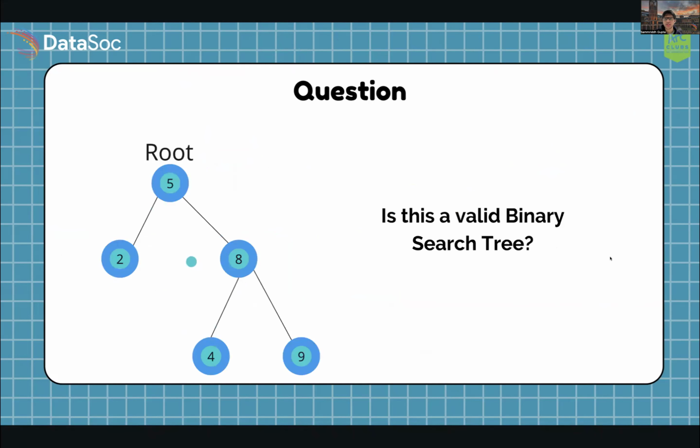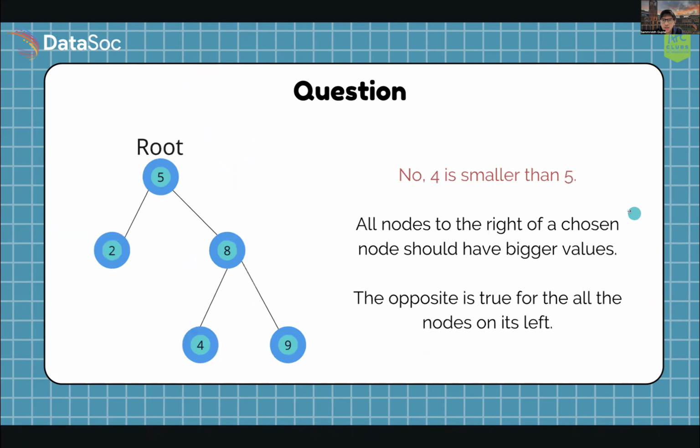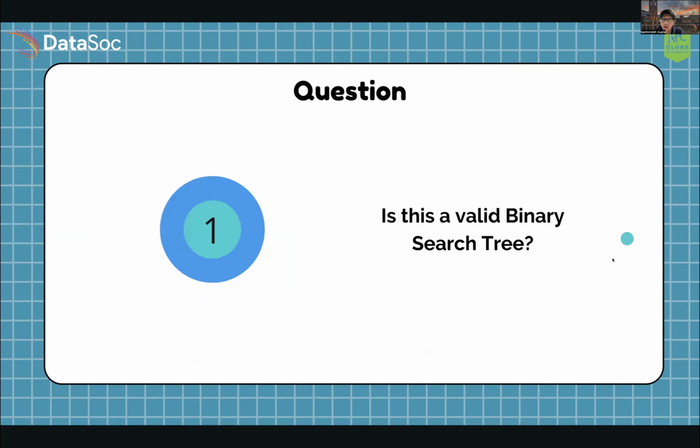So how about this one? Is this a valid binary search tree? No, yeah, I see a few more no's. Yep. So this is also not a valid binary search tree because the number 4 appears here in the right subtree of 5 and it's actually lesser than 5, right? Which is not possible.